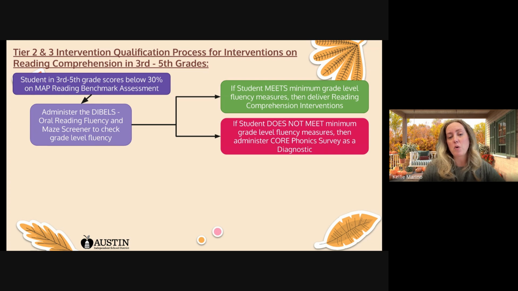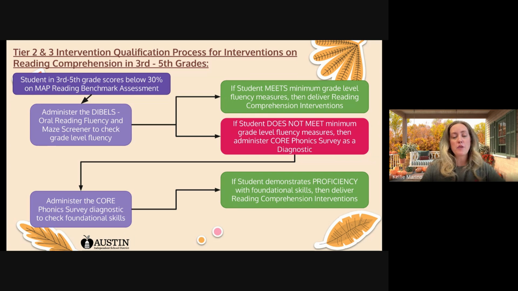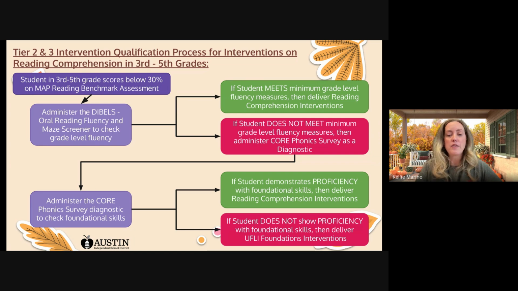And so we would administer the CORE Phonics Survey as a diagnostic. This checks our foundational skills. If the CORE Phonics Survey shows the student is proficient with foundational skills, then we can still go ahead and deliver reading comprehension interventions. If not, and there's not proficiency with foundational skills, then we backtrack to foundational skills and deliver those interventions using the UFLY resource. So there are 2 paths towards reading comprehension interventions, and there are 2 paths that send us on another journey.